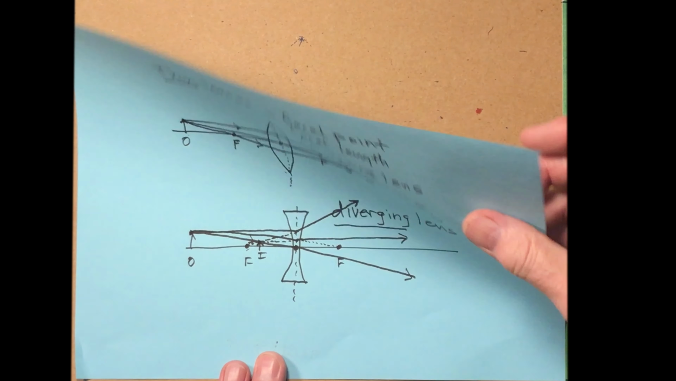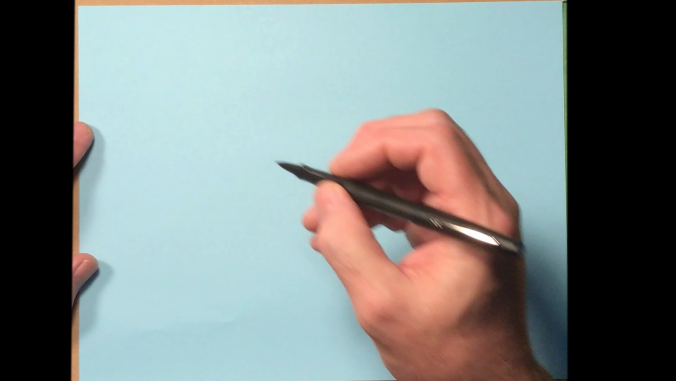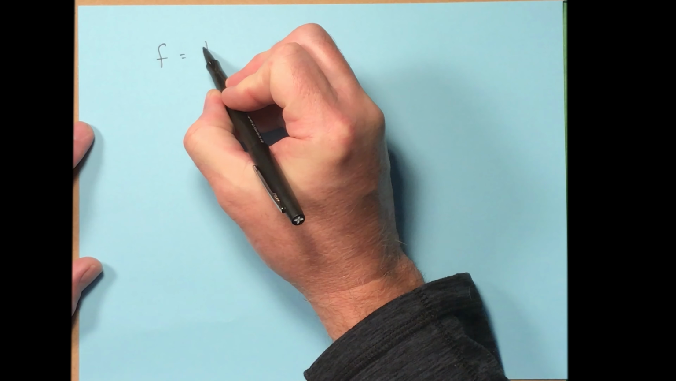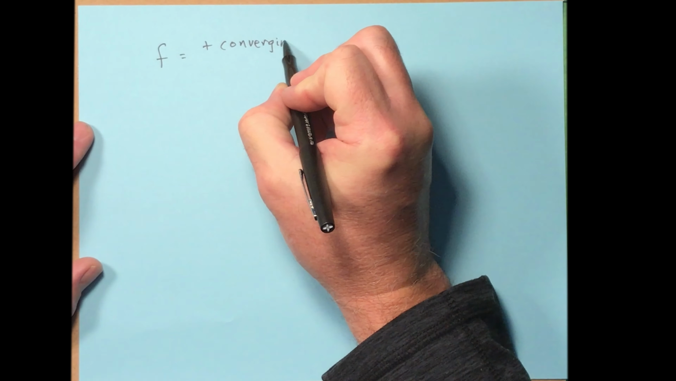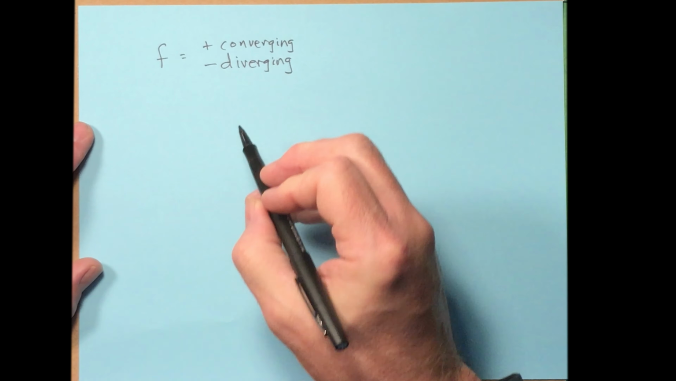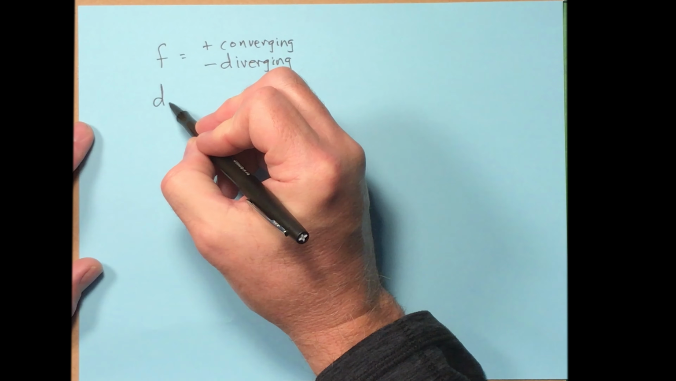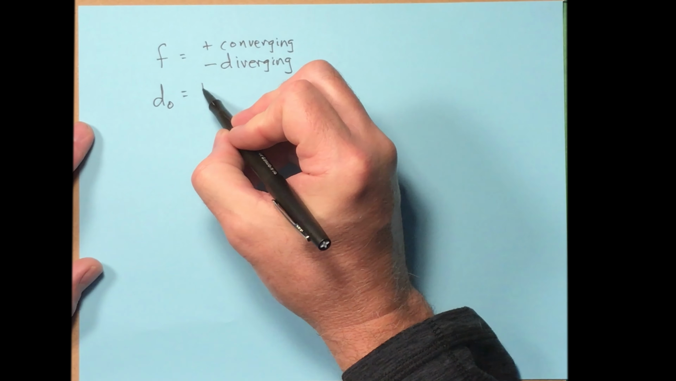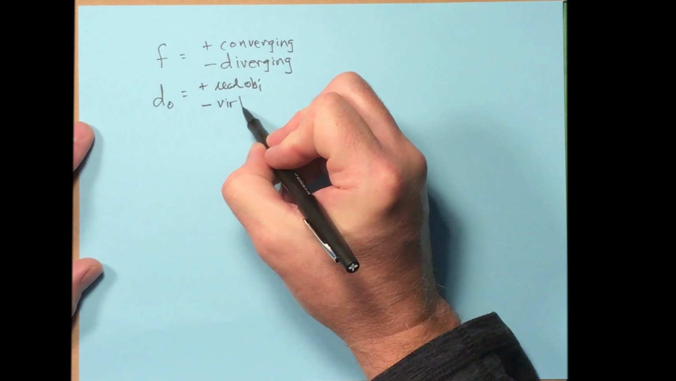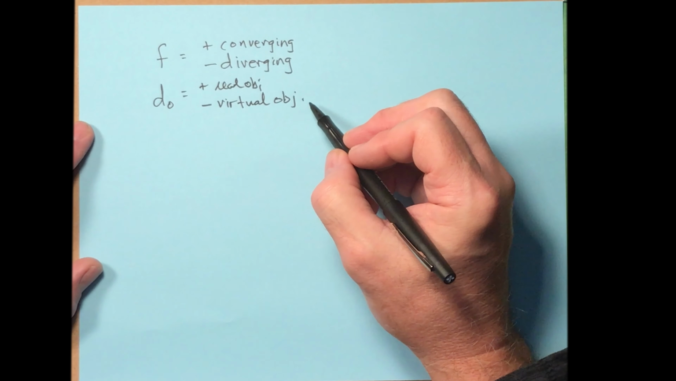All right, well, what does that mean? That means that we can talk about the sign conventions for lenses in kind of the same way as for mirrors. For example, the focal length is going to be positive for a converging lens and negative for a diverging lens. Also, the object distance is going to be positive for a real object and negative for a virtual object.